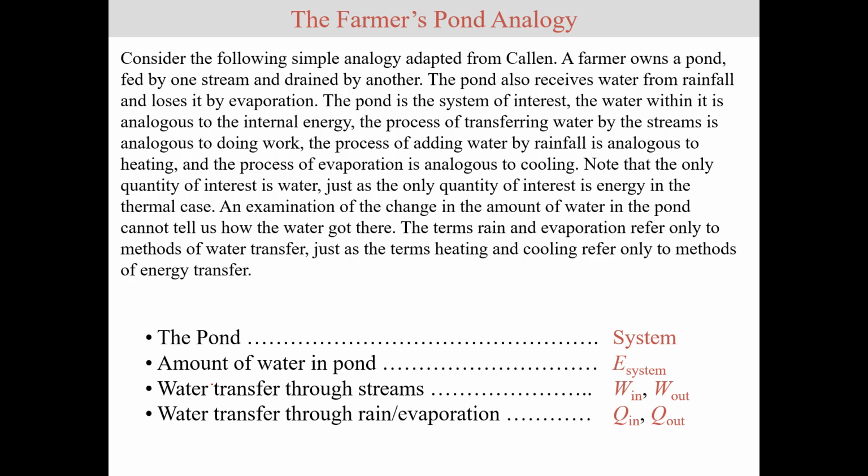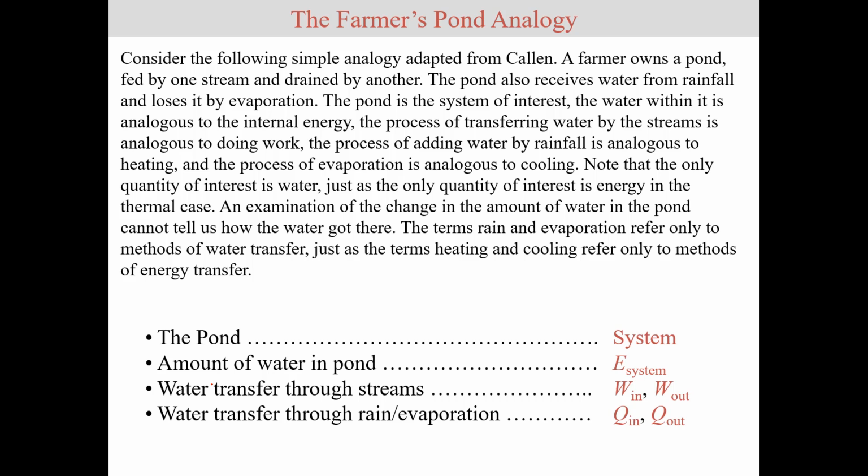Let's consider the following analogy. A farmer owns a pond fed by a stream and drained by another. The pond also receives water from rainfall, and it loses water by evaporation. So let's consider the pond is the system of interest, and the water within the pond is analogous to the internal energy. The process of transferring water by the streams is analogous to doing work. The process of adding water by rainfall is analogous to heating, and the process of evaporation is analogous to cooling.